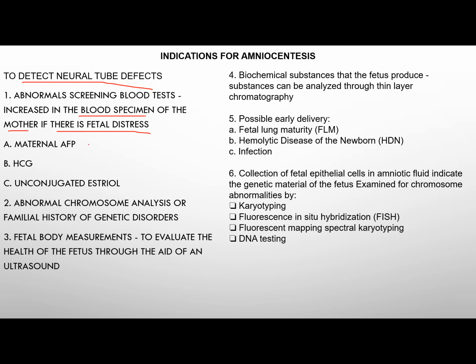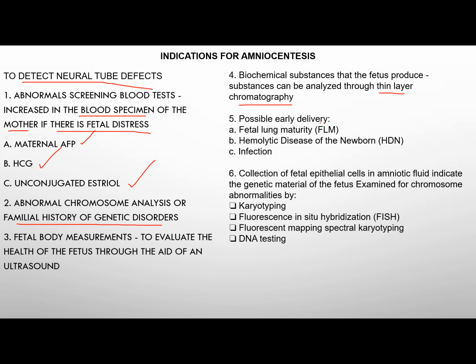So the following will be increased in the blood of the mother if there is fetal distress: maternal AFP, HCG, and unconjugated estriol. Then you would also do amniocentesis for abnormal chromosome analysis or familial history of genetic disorder. Then you would do fetal body measurement to evaluate the health of the fetus through the aid of an ultrasound. Then biochemical substances that the fetus produces can be analyzed by thin layer chromatography.